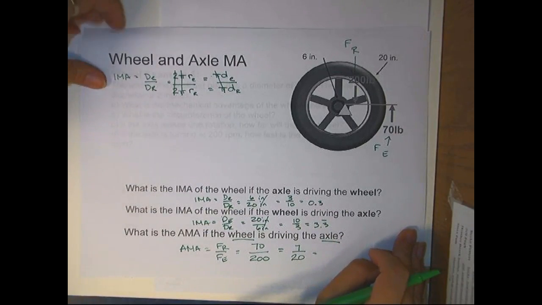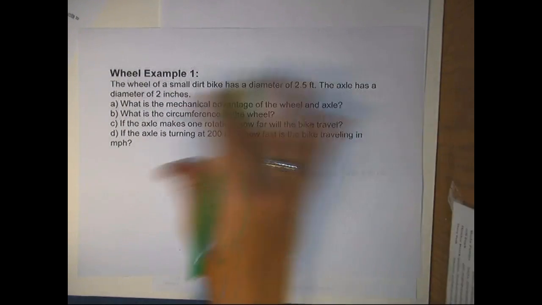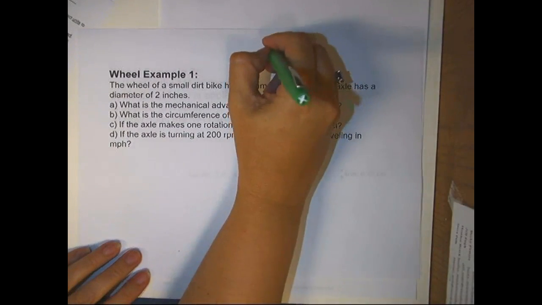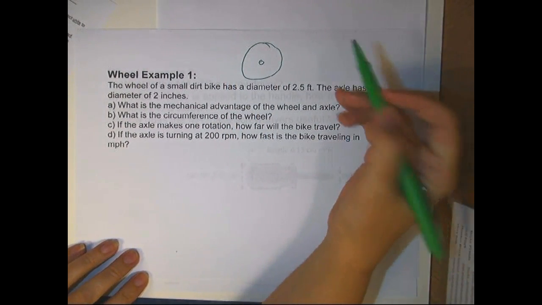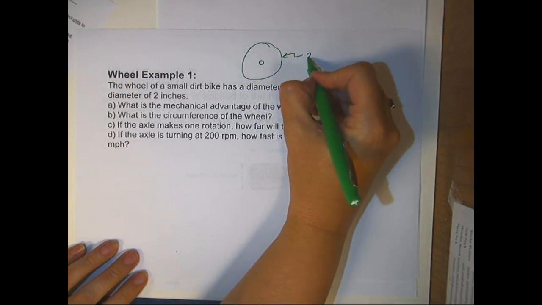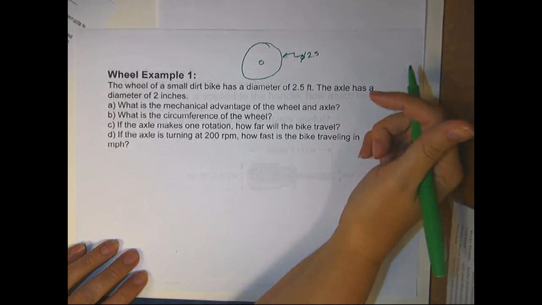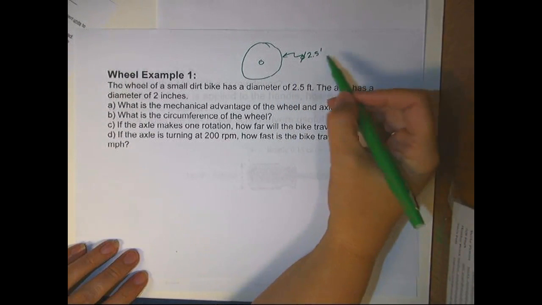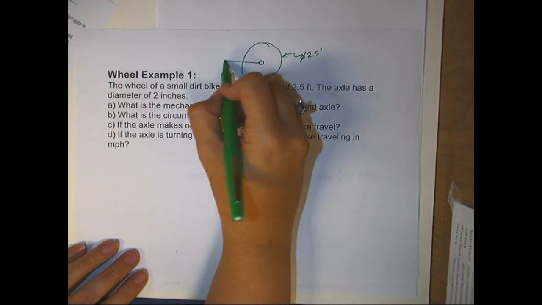Okay, we're going to do a couple more examples here. First example, do they have a picture drawn? If not, then we need to draw a picture. So I'm going to draw a picture. It's just a wheel. It's not fancy, just a wheel. And it says the wheel of a small dirt bike has a diameter of 2.5. Do you remember the symbol for diameter? It's a symbol like that for diameter. We learned that in IED. And I'm going to put my little symbol there for feet, 2.5 feet. And the axle has a diameter of 2 inches.